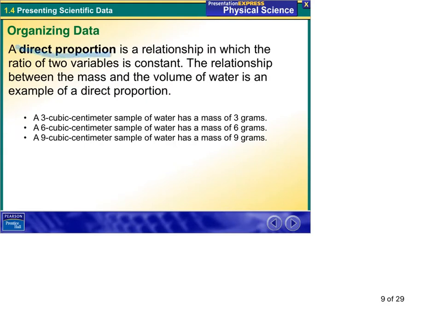In a direct proportion, the ratio of two variables is always going to be a constant. The relationship between the mass and the volume of water is a direct proportion. 3 cubic centimeters, mass of 3 grams; 6 cubic centimeters, mass of 6 grams; 9 cubic centimeters, and mass of 9 grams. The ratio is always 1.